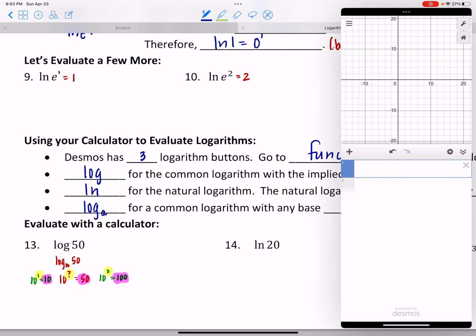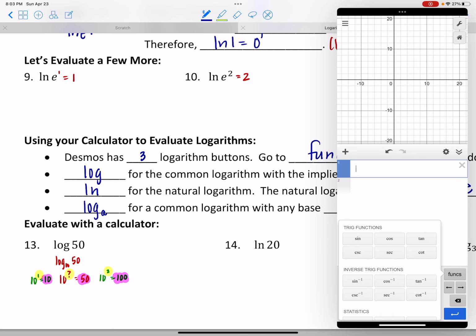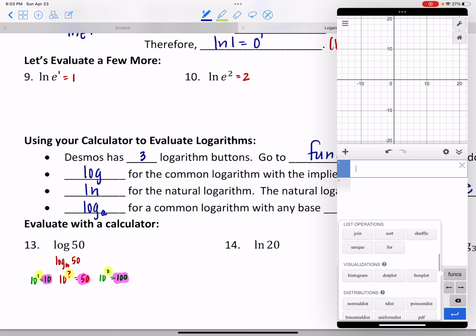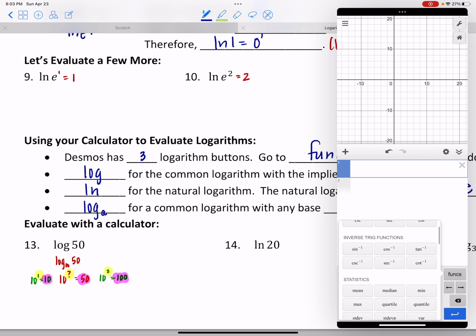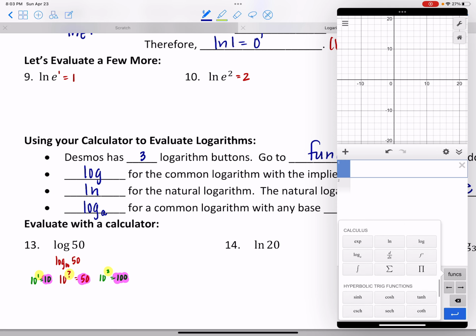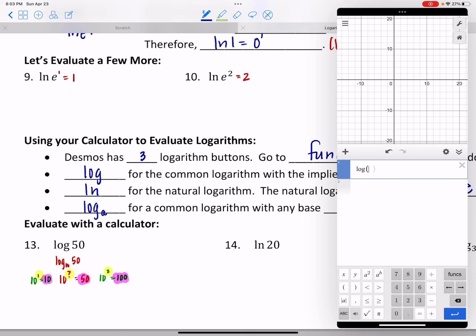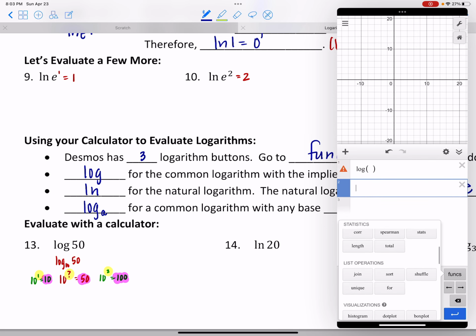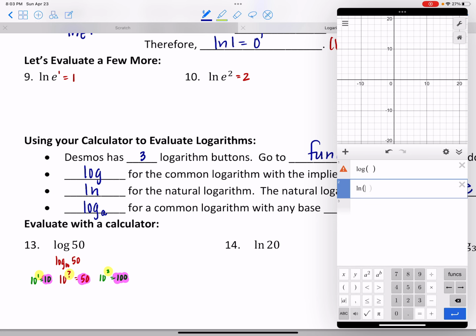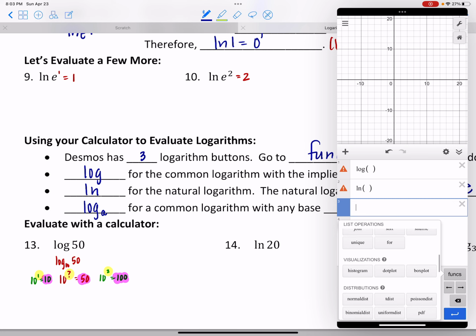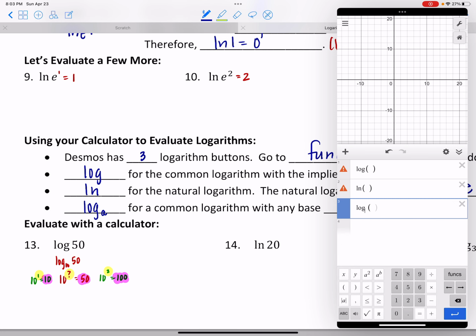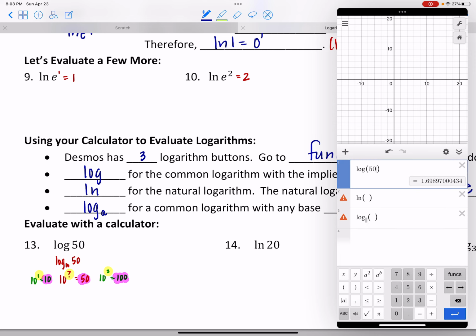Okay, so let me just show you. Again, I'm going to go into my functions, scroll down to this calculus section. Did I scroll too far? No. Yep, I did. There we go. So we have our common log button, and then we have our natural log button, and then we have our common log with a base of whatever I want it to be button. So in the first one, if I wanted to evaluate the log of 50, it shows me it's approximately 1.699. I'll just call it about 1.7. So let's just say this is about 1.7.